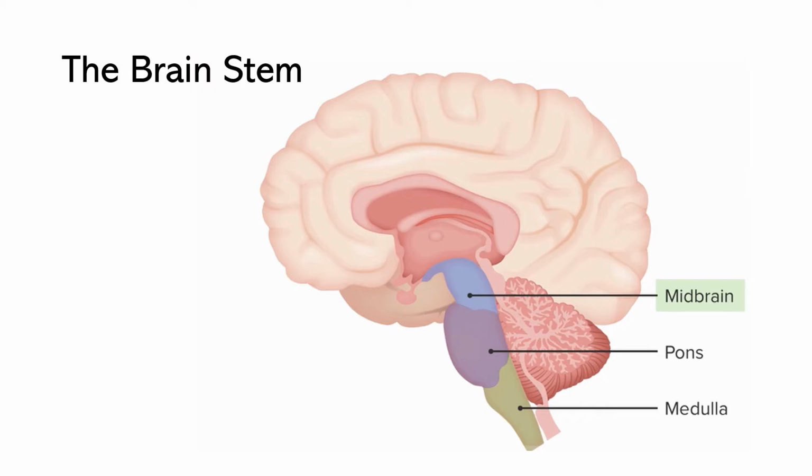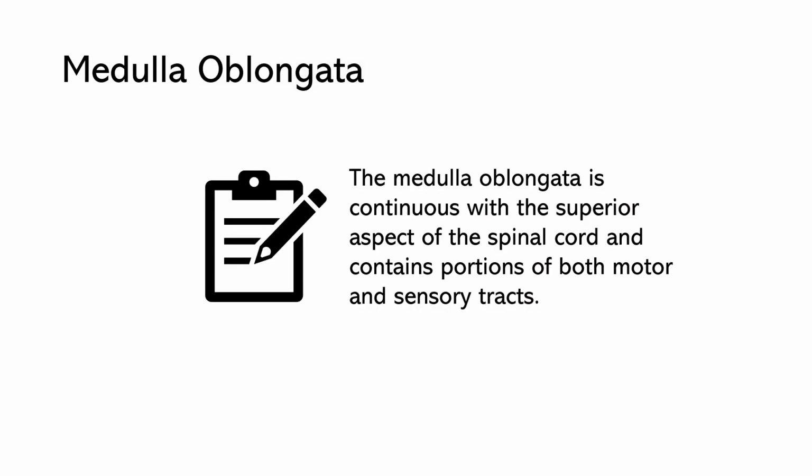Now let's look at some other structures of the brain. We're going to start with the brainstem, but then we're going to work our way all the way through the different parts of the brain. So starting with the brainstem, there are three major structures. You have the medulla oblongata, the pons, and the midbrain. The medulla oblongata is continuous with the superior aspect of the spinal cord. So it's the bottommost or most inferior portion of the brain.